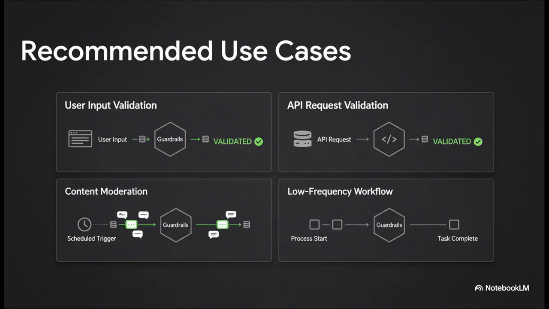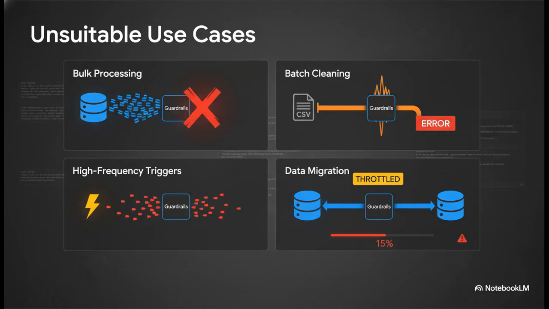Suitable use cases include real-time user input validation, individual API request validation, per-message content moderation in conversational flows, and processing of single items in low-frequency workflows. The node is not suitable for high-throughput scenarios. Unsuitable use cases include the bulk processing of hundreds or thousands of records, batch cleaning of large data sets, high-frequency triggers with multiple items per execution, and data migration tasks.